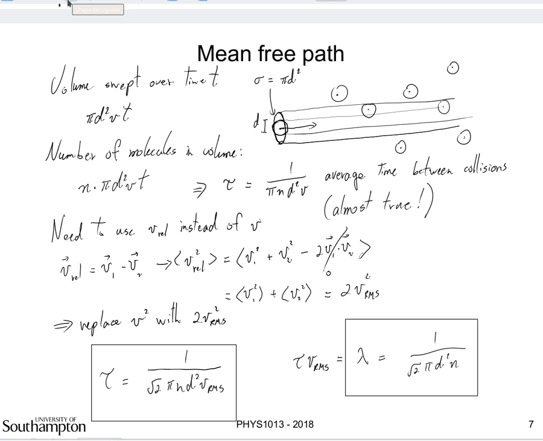Molecules are going faster, right? But really, if you think about it, it's just like accelerating the movie. It doesn't change anything in the geometry of things, right? The length of the path between collisions is going to be only determined by the geometry and not the thermodynamics.